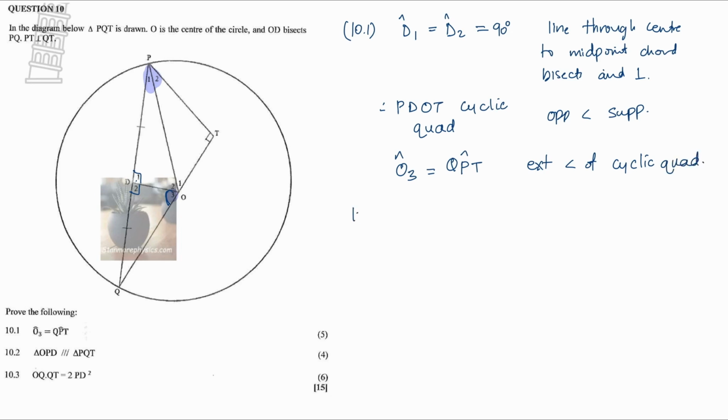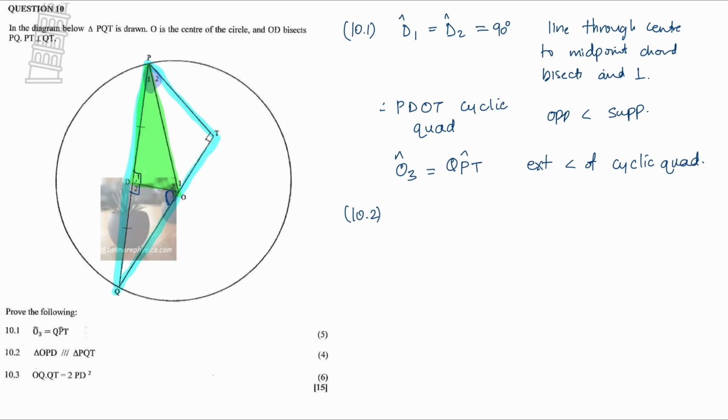Now question 10.2. Prove that triangle OPD, let's highlight it. OPD, I can see it here. OPD. So that one is going to be similar to QPT. Let's highlight that. QPT is this one here in blue. Okay, not a problem. Let's do that.